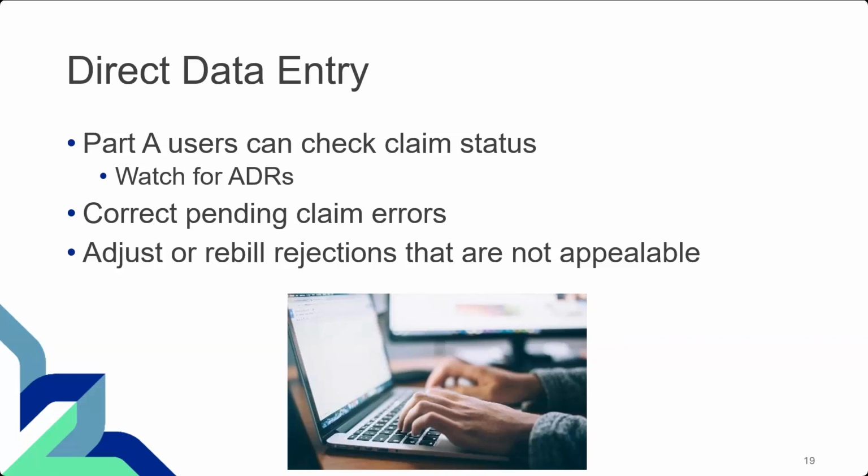Within DDE, you can also adjust or rebill some of the unpaid claims that are not appealable. We have a DDE manual on our website that has a lot of details and instructions for all of these different actions you can take. And you can find it on our website in the right-hand side. When you first go there, we have a quick links box or a section, and you can link right to that DDE manual there if you want to learn a little bit more about it and see if it's something that can work for you. If you don't see it when you go to our website, make sure you're on the Part A side because it is only a Part A function.